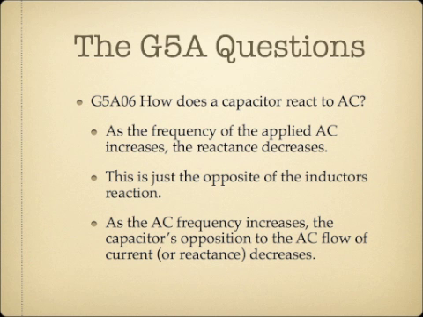How does a capacitor react to alternating current? Well, it's kind of the opposite of the way an inductor reacts, in that as the frequency of the applied alternating current increases, the reactance decreases. So this is just the opposite. As the AC frequency increases, the capacitor's opposition to the alternating current flow, or reactance, decreases. So the higher the frequency of the AC, the lower the reactance in a capacitor.